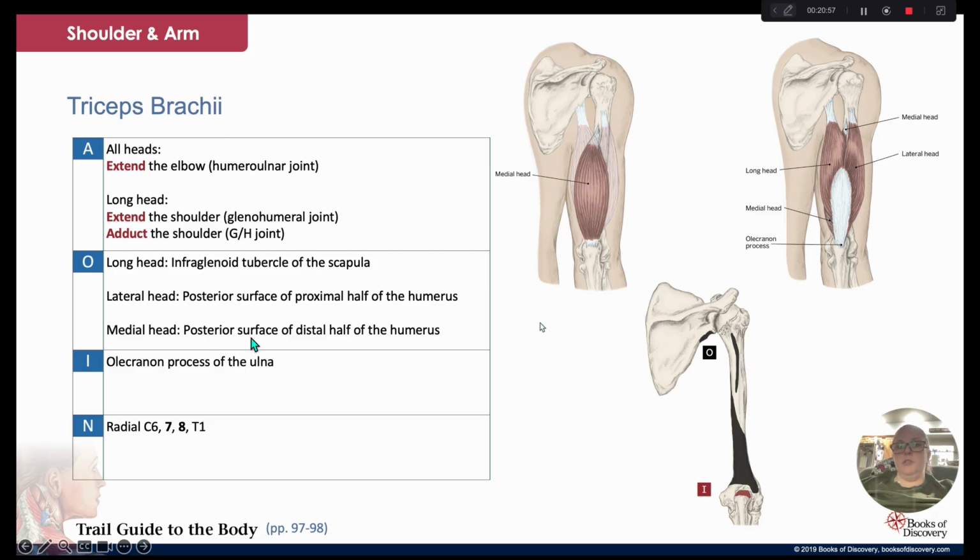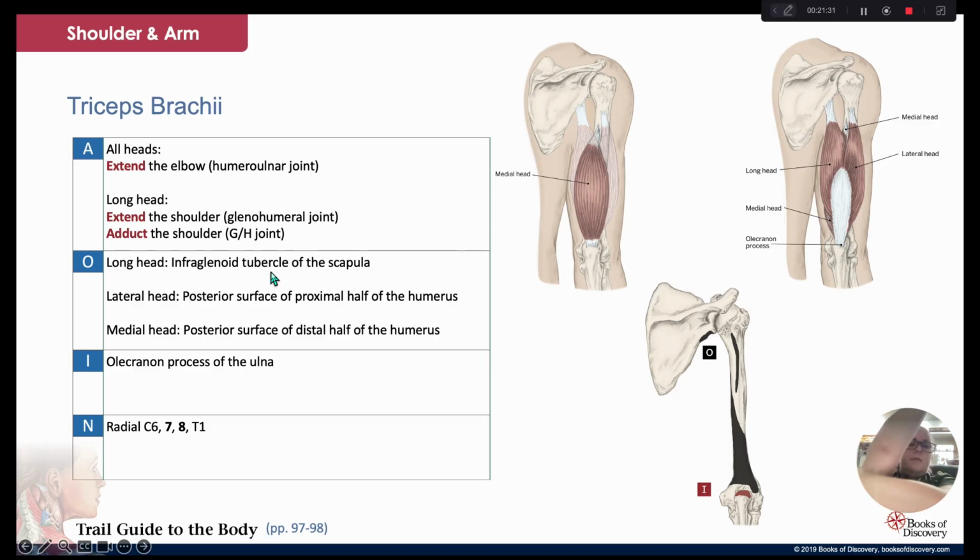So let's talk about origins. Here's the origins here. Remember when I was talking about the infraglenoid tubercle and the scapula? That means below the glenoid. Hold on. The glenoid cavity here. So you have your long head, which originates there. You have your lateral head, which in this picture is the outside. Medial will be on the inside if you are in anatomical position. So that's how you'd remember that.